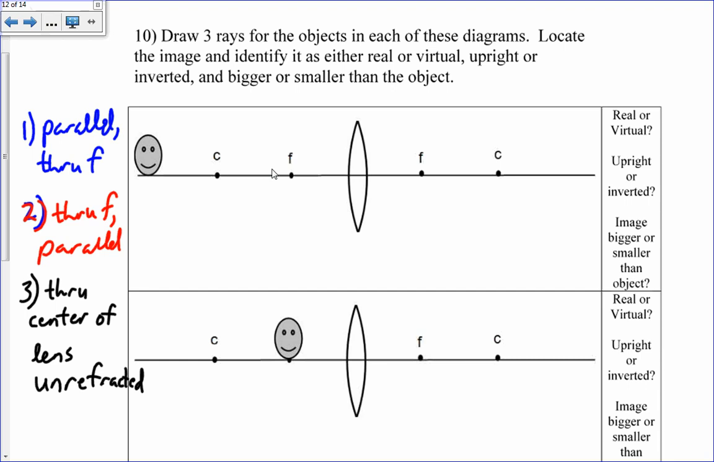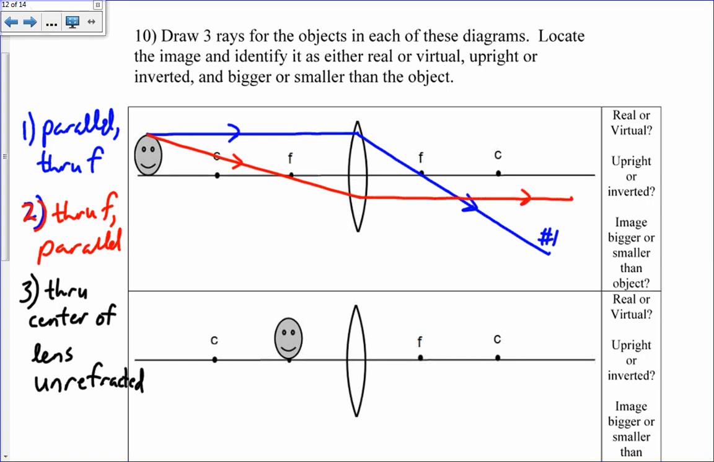All right, first one is parallel, and then through the focal point. That's number one. Number two, through the focal point, and then parallel to the axis. I know then that my image, rather, is going to be here. It's going to look like this. It's inverted. Appears to be smaller. It's real. It's going to draw on that third ray right through the center of the lens, unbent.